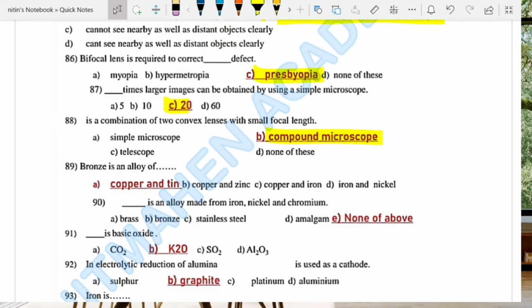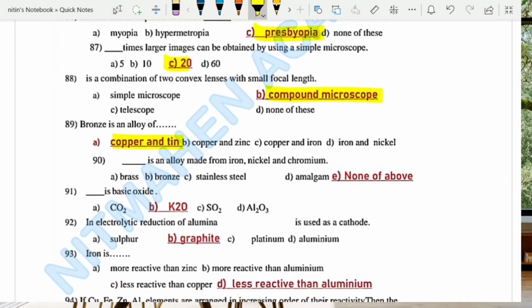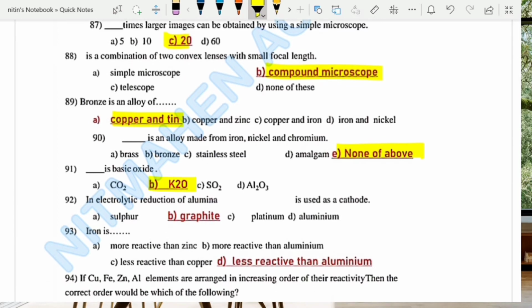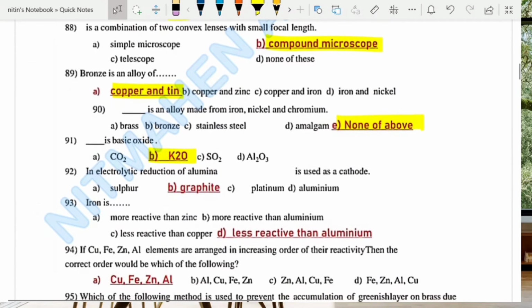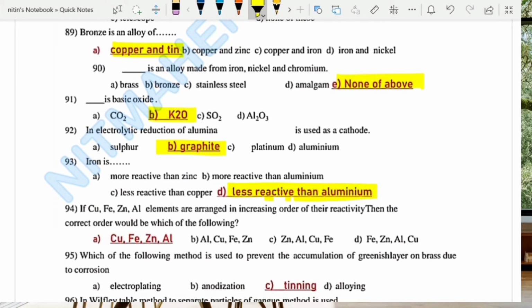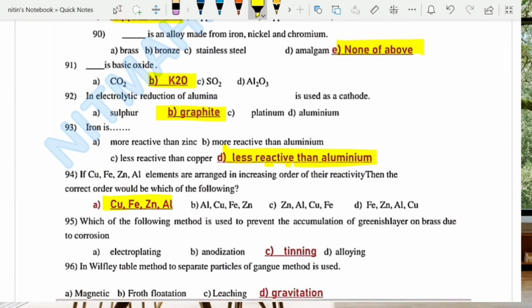Bronze is an alloy of copper and tin. Dash is an alloy: modern, and none of these. Dash is the basics. Electrolyte reduction of the alumina is graphite. Iron is less reactive than aluminium. Copper, ferrous, zinc and aluminum.